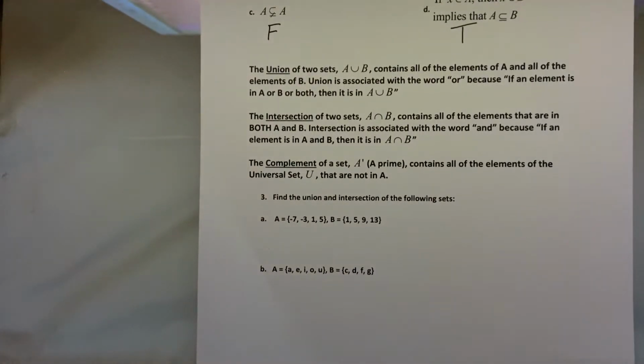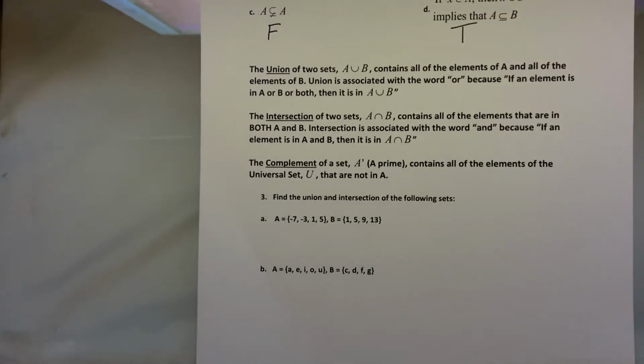One looks like a U and one looks like an upside down U. If you've done domain before, you may have seen the U. The union of two sets, A union B, contains all of the elements of A and all of the elements of B. It's associated with the word or in the English language, because when we say if it's in A or B or both, then it's going to be in the union of the sets. Again, you can think about this from a marriage perspective.